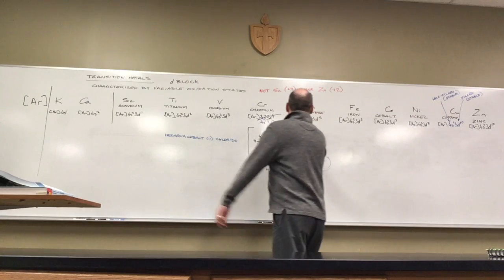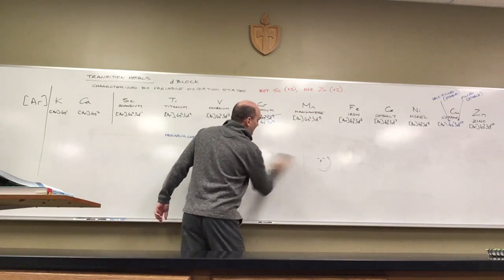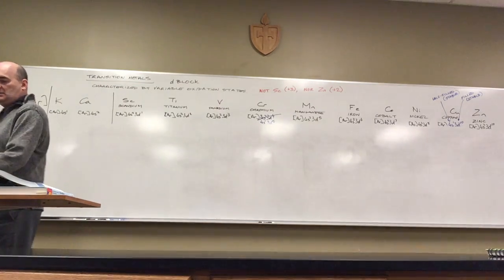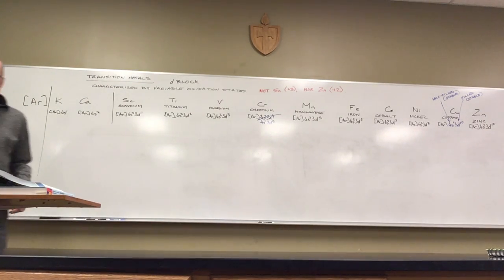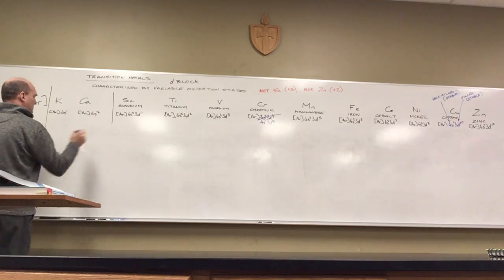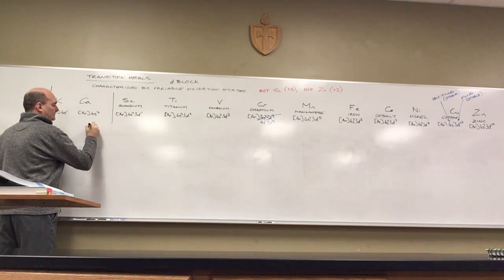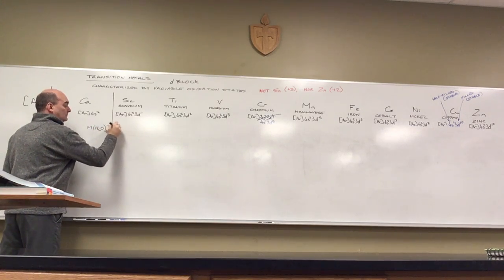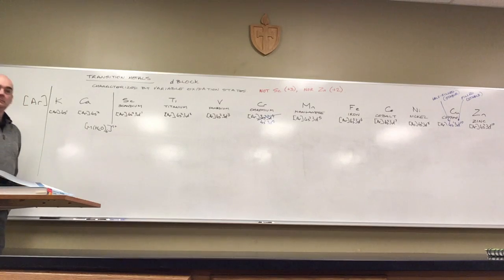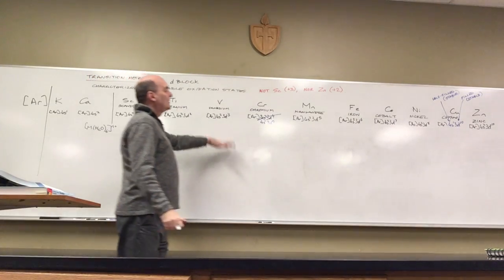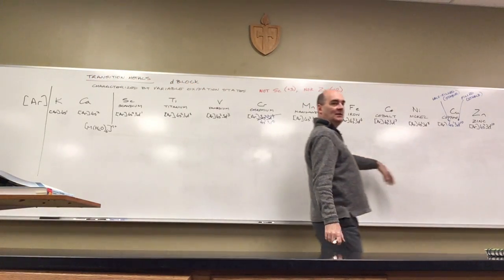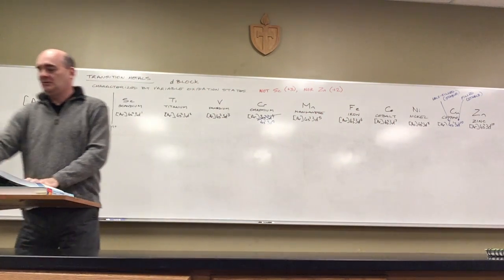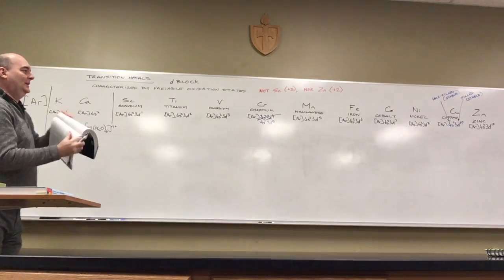Okay. Now, everything in the D block makes an octahedral hexaqua ion. And because we have multiple oxidation states in the middle, some of them make multiple ones. Okay, let's go.